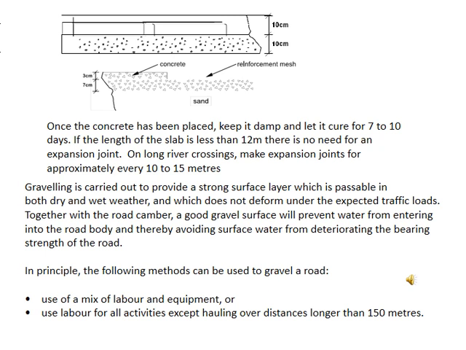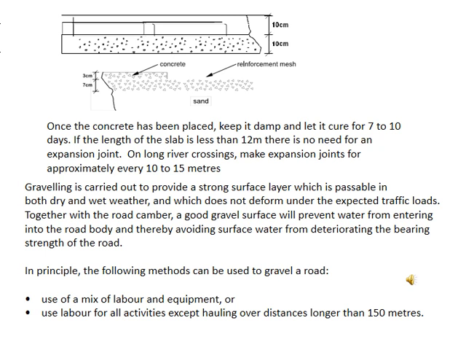On long river crossings, make expansion joints approximately every 10 to 15 meters. So this is for the concrete that has been placed. We have to keep it damp and let it cure for 7 to 10 days. If the slab is less than 20 meters, there is no need for an expansion joint. On long river crossings, place expansion joints approximately every 10 to 15 meters.